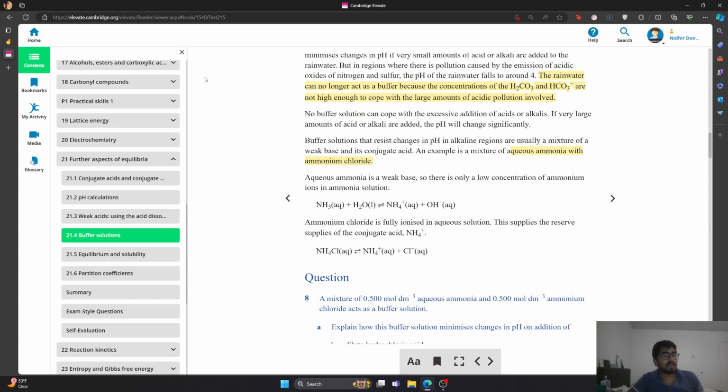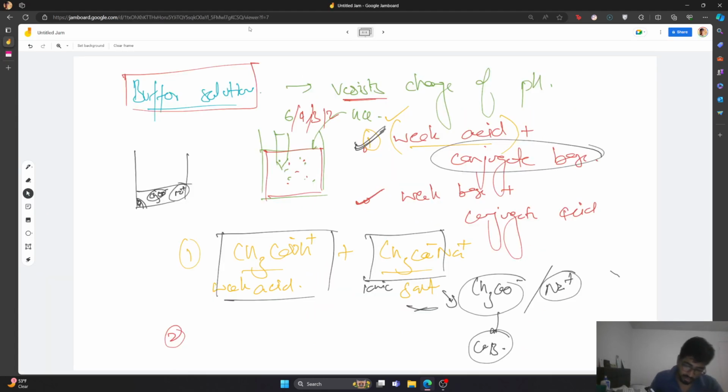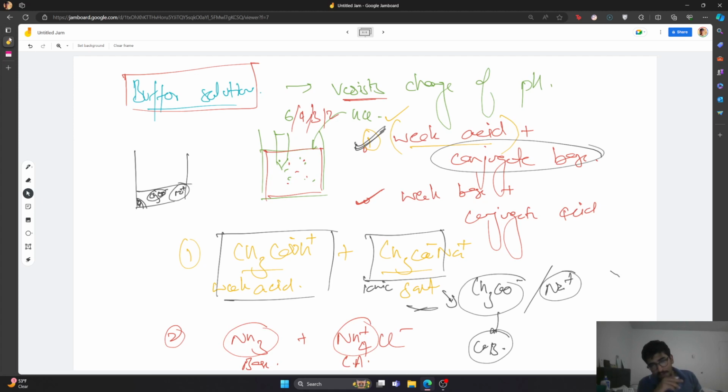And this is the example for the base side solution. They're saying if you have ammonia, NH3, and some ammonium salt, this salt will dissociate. So this is the corresponding conjugate acid, and this is a base. How is this a base? Because a base is anything that can accept H plus, and here clearly it is accepting H plus to become that. So again, we are adding two things: ammonia and an ammonium salt.